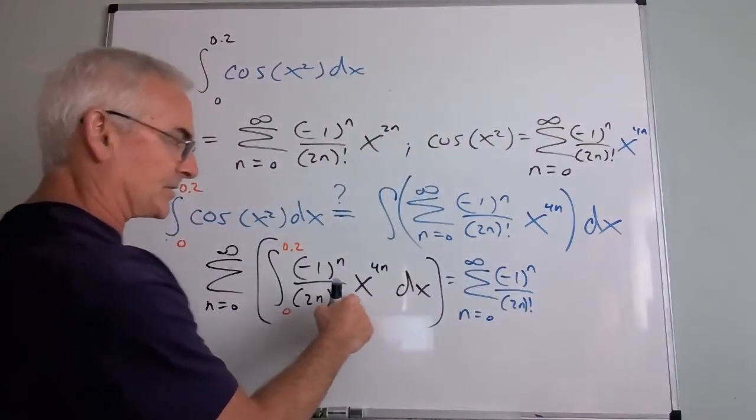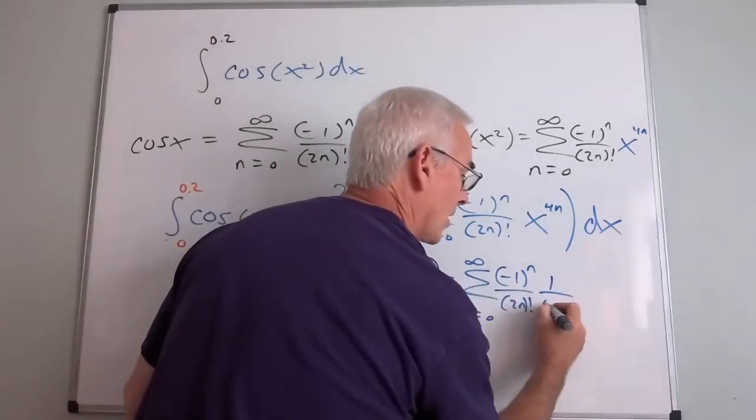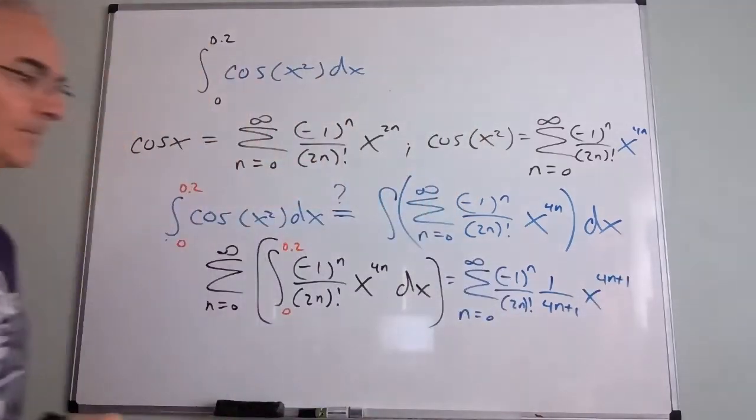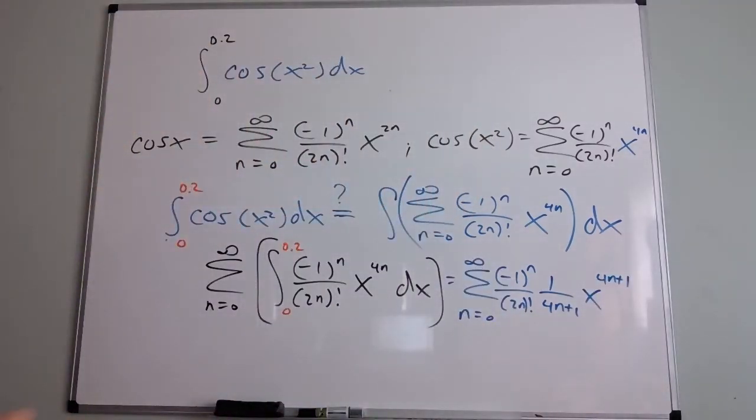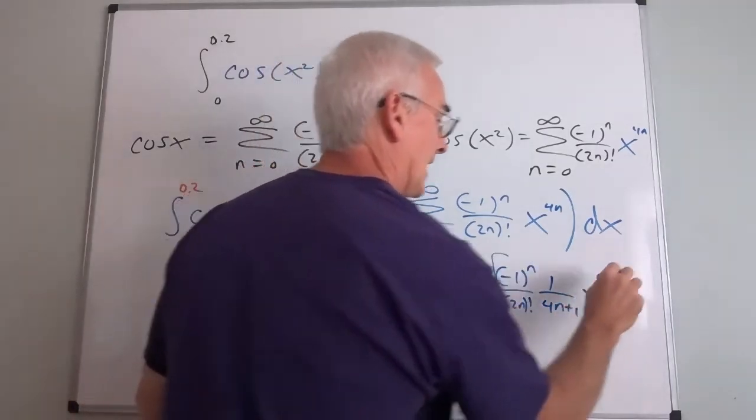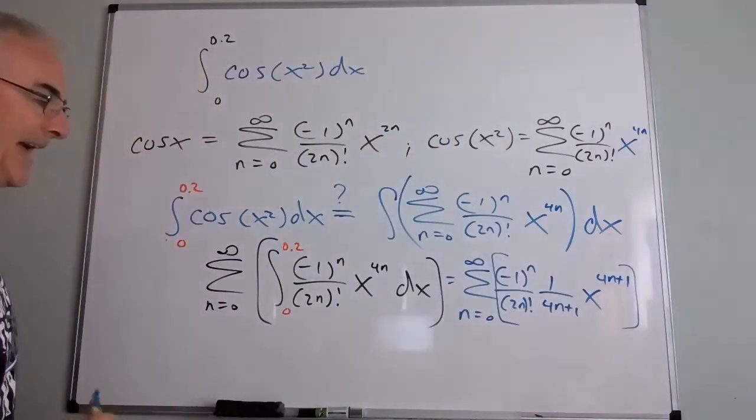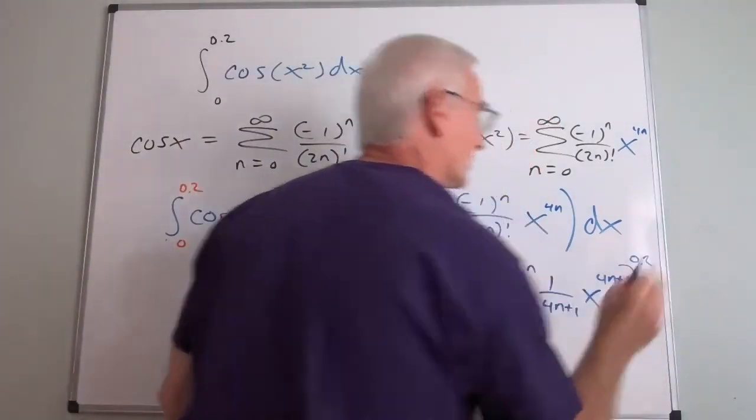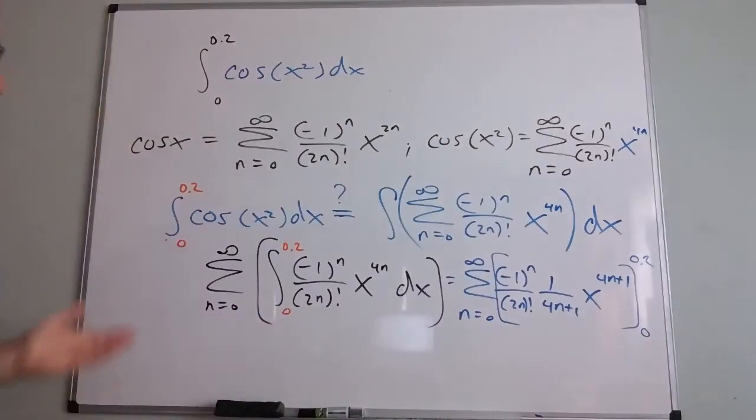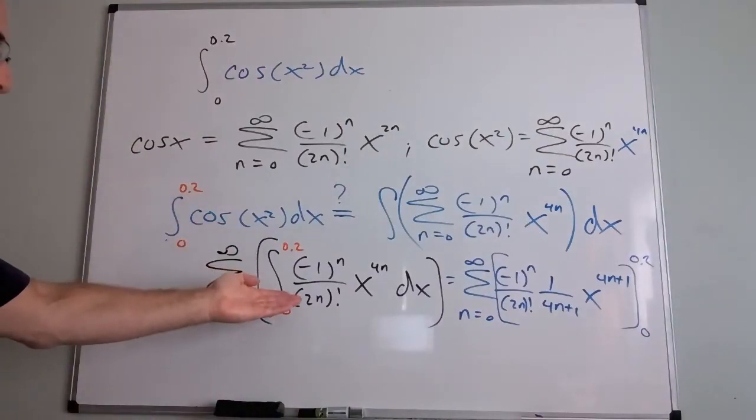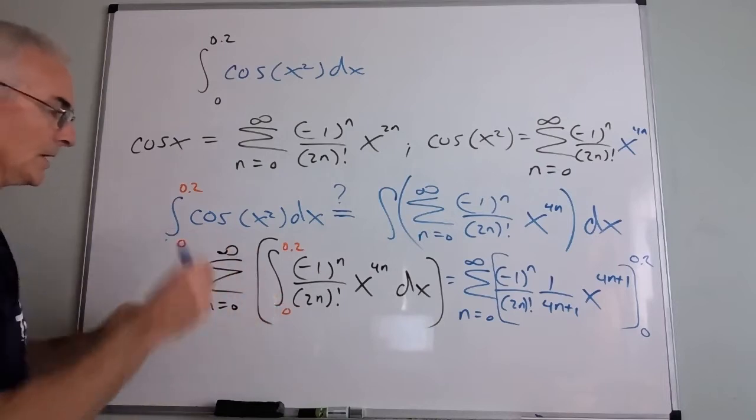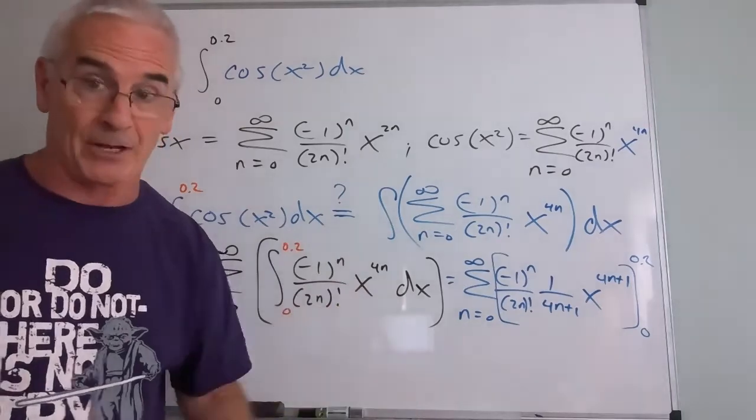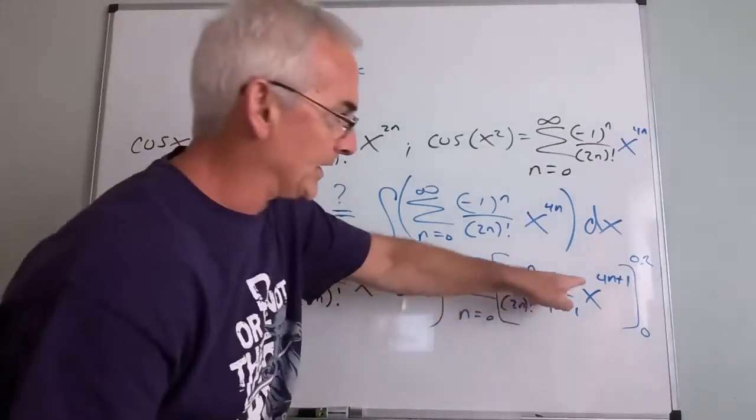And the antiderivative of x to the 4n would be 1 over 4n plus 1 times x to the 4n plus 1. We're just increasing the exponent by 1. And then I'm going to take that quantity and evaluate it from 0 to 0.2. I integrated the general term of the power series because I swapped the order. Again, the integral of a sum is the sum of the integrals. So whatever order you did it in, it cannot change the answer. So now all I've got to do is evaluate this.